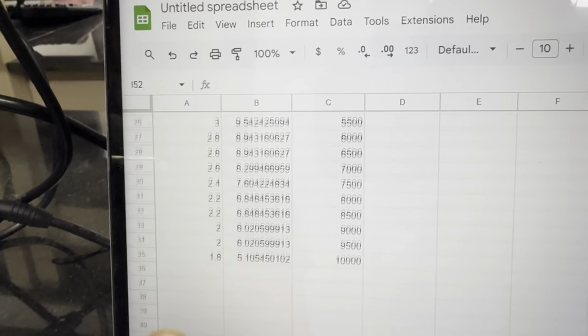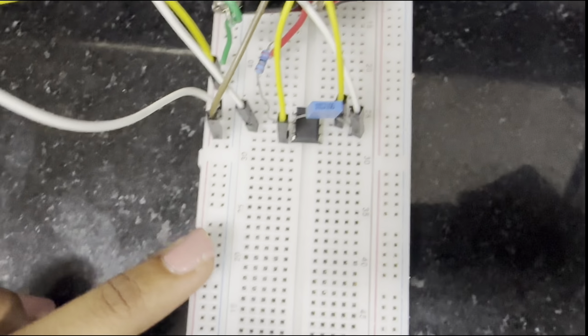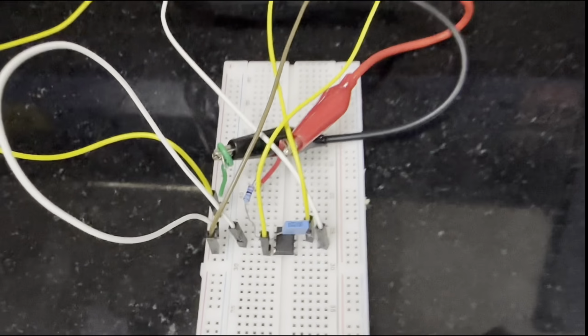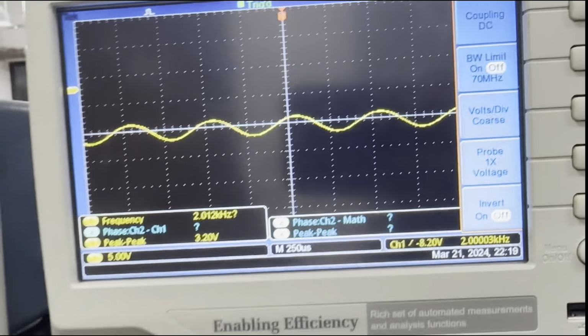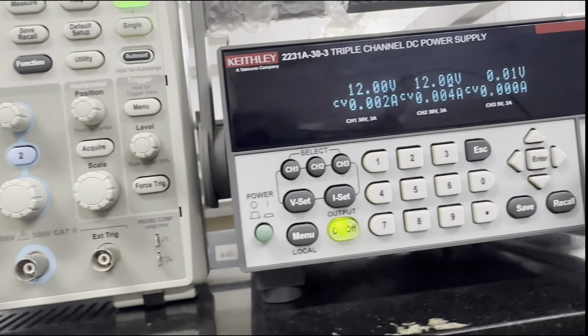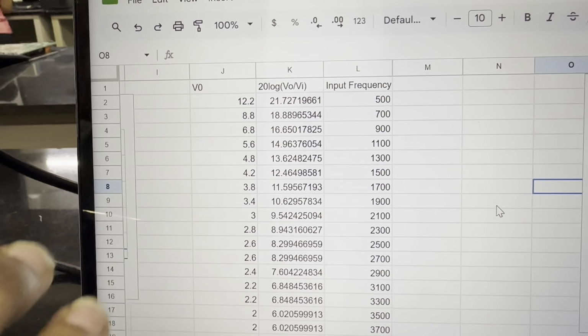Next, we are going to make the integrator circuit using 2.7 k ohm resistor and 100 nanofarads capacitor. And we have taken the frequency of 2 kilohertz, 1 V peak to peak, and this is the wave we got. And when we take the square wave, we got the triangular wave, and we have taken a power supply of 12 volts. This is the data we got by using 2.7 kilo ohm resistance.